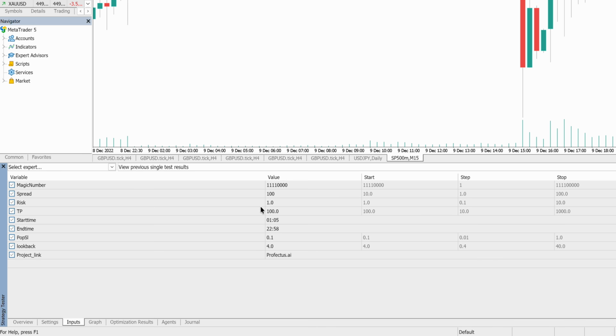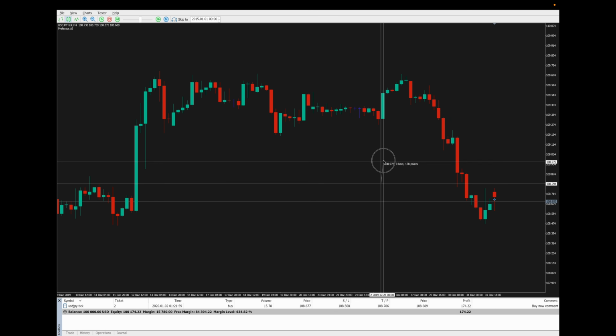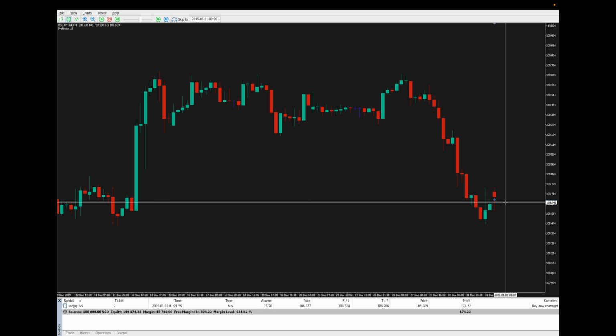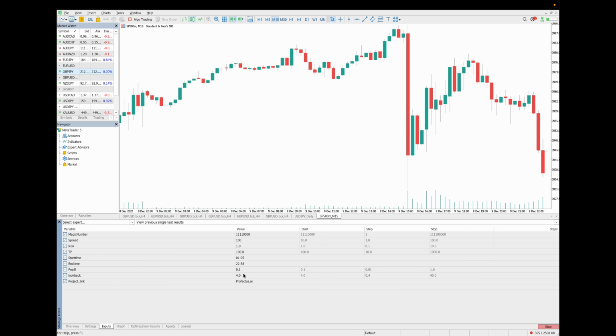Then we have risk, 1% risk per trade, target 100% of the stop loss, so 1-to-1 risk to reward, start time, end time of trading, and then a stop loss. So that's 0.1, which is very small. If you set this to 1%, this means 1% of current price. So let's say you have your cursor here, and then 1% of 108 is quite a big stop loss. But if you do 0.1%, you have a very small stop loss, you can see here.